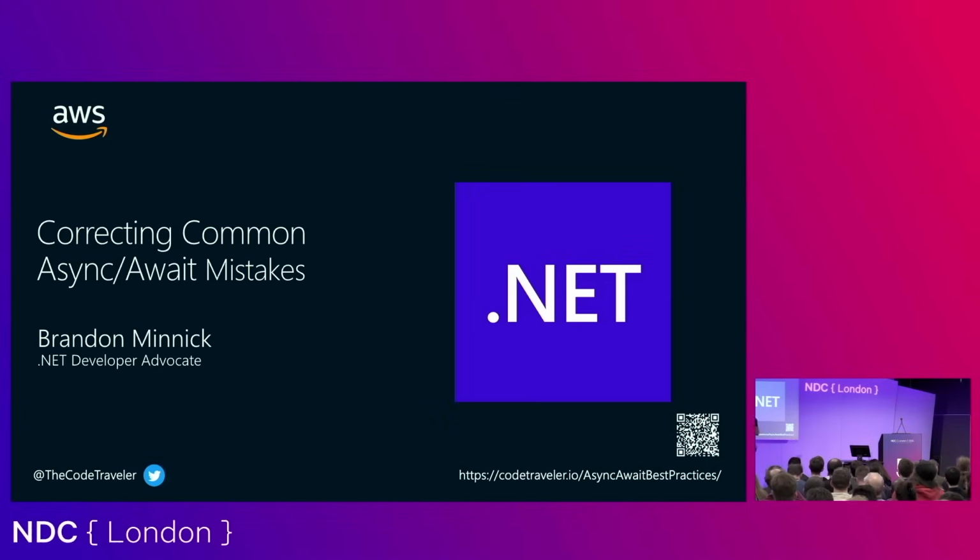My name is Brandon Minnick, and in this session, we're talking about correcting common async await mistakes, specifically in .NET 8. Now, we're gonna move fast. There's a lot of material we have to cover. Async await came out in C# 5, and now we're on C# 12, so there's been a lot of goodies added. So don't worry about trying to take notes.